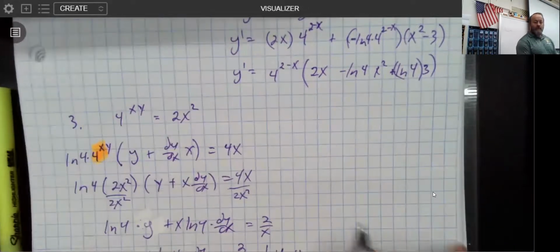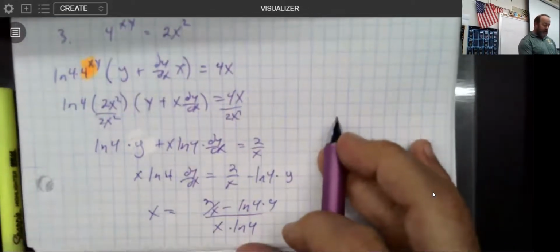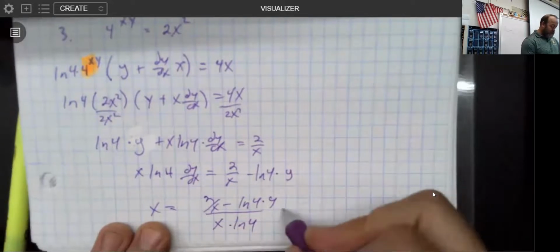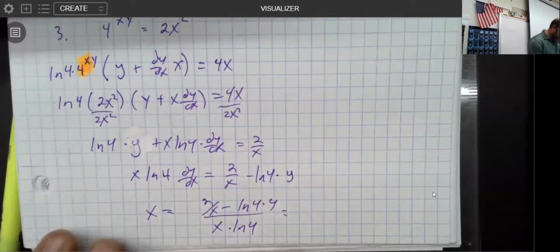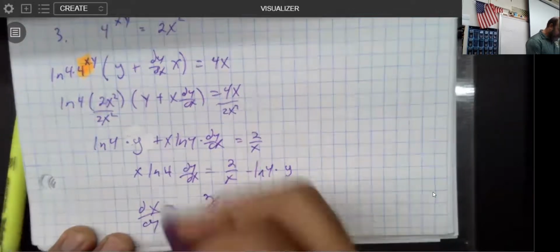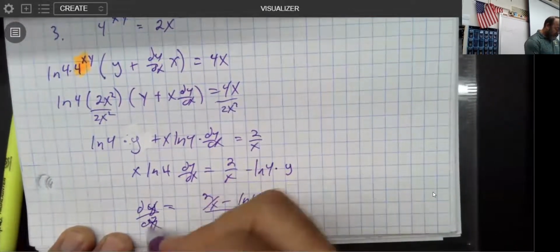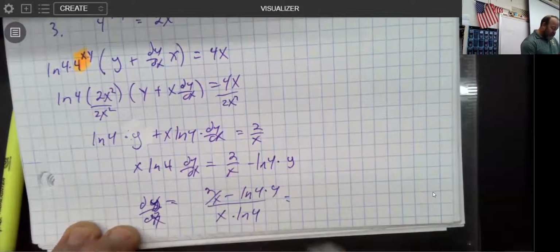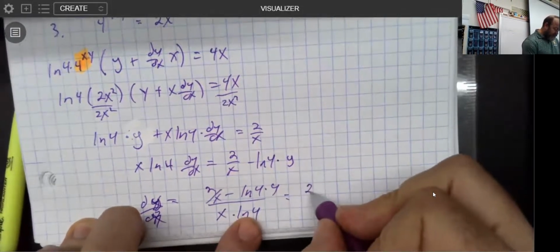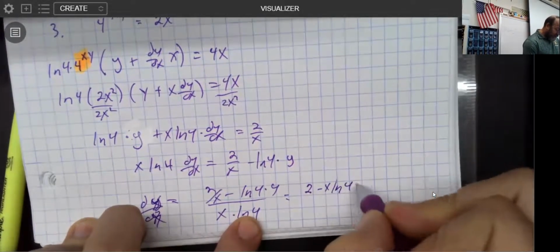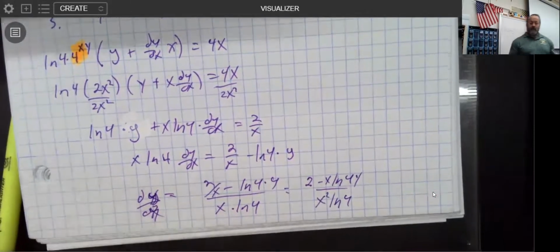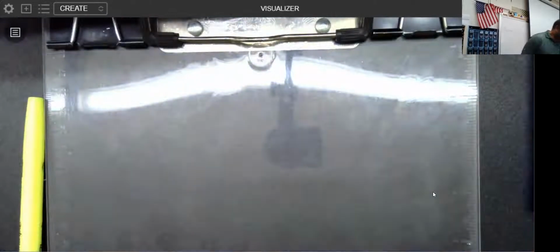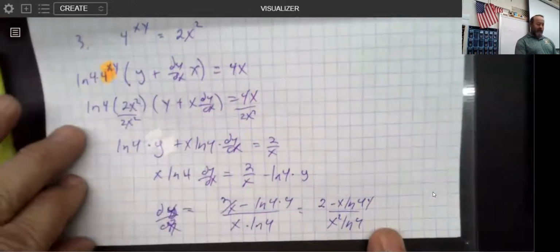I suppose it might be smart for us to do one last step, which would be to multiply everything top and bottom by x. This is dy dx, right? So sorry about that. Let's multiply everything by x, and I'd get 2 minus x ln 4y over x squared ln 4, and that would be my final derivative. I knew that was a little bit too high up there for it to hold on to what was happening.